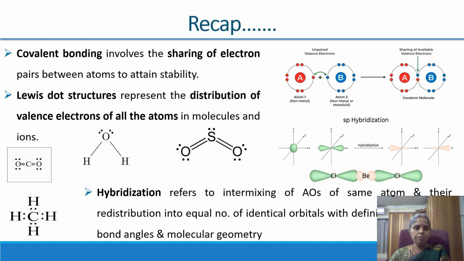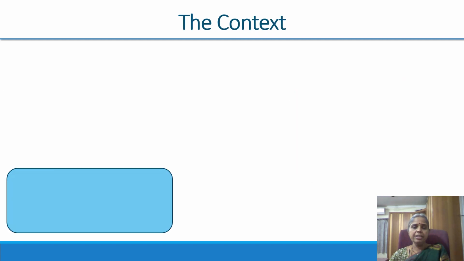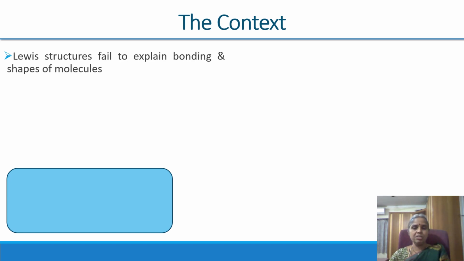Now we move further and see, in some ways these theories that we have learned so far are unable to explain certain properties or certain structural features that we find later in this particular chapter. Lewis structures fail to explain bonding and shapes of molecules.